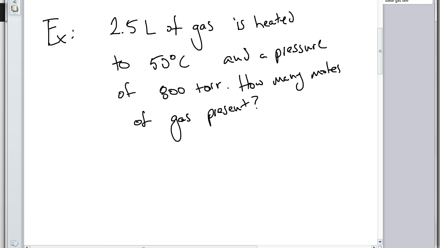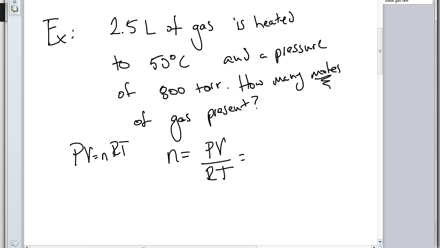Okay, so we have 2.5 liters of gas being heated to 50 degrees Celsius. We have a pressure of 800 torr, and we're being asked to calculate how many moles of gas are present. So once we see that moles are involved, we're going to be thinking ideal gas law. So we have PV equals nRT, and we're given all of these variables, or one of them is a constant. We're just going to solve this for the number of moles, because that's what we're after. So n is going to be equal to pressure multiplied by volume divided by the ideal gas law constant multiplied by temperature. And so let's go ahead and plug some of these values in here.